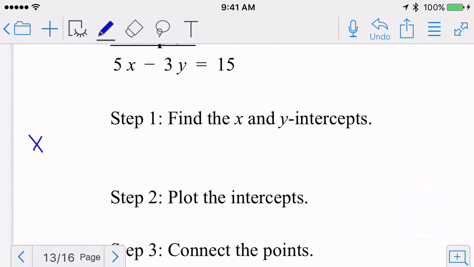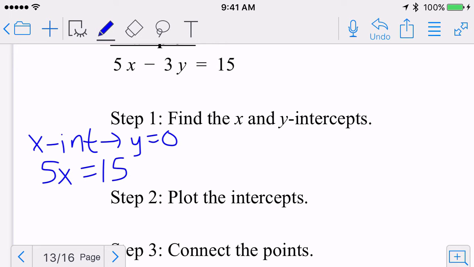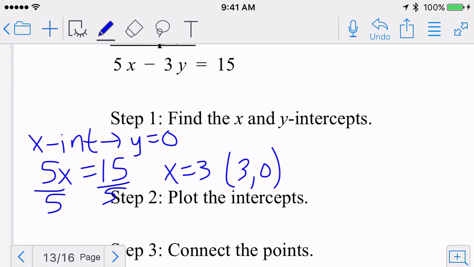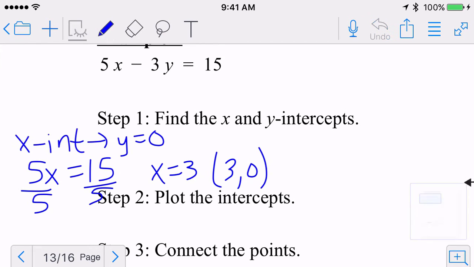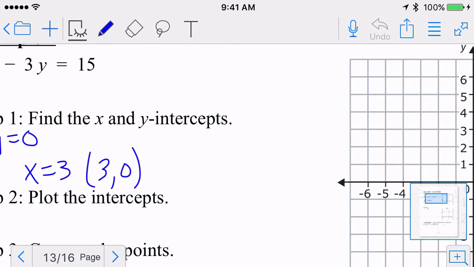So our x-intercept, we know y is equal to 0. So we would have 5x is equal to 15. And then if we divide by 5 on both sides, we would have x is equal to 3. That gives us the point (3, 0). And then we got to find our y-intercept.